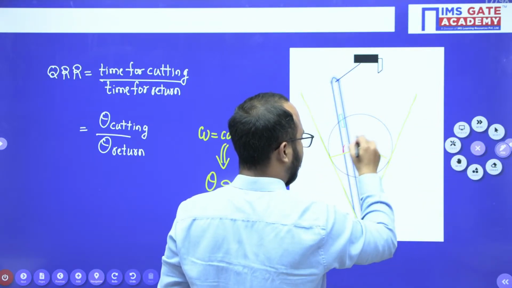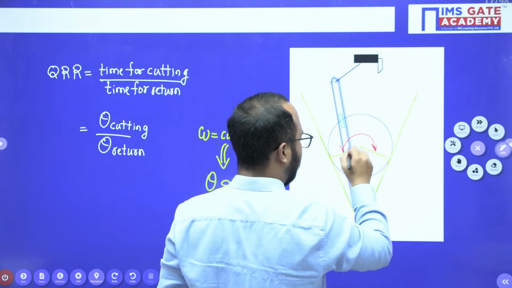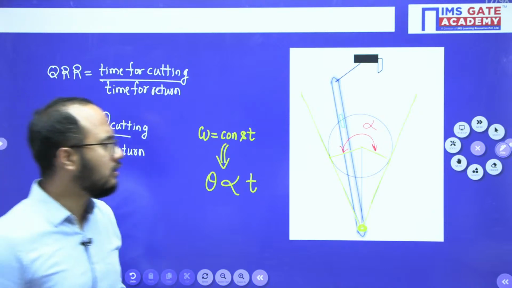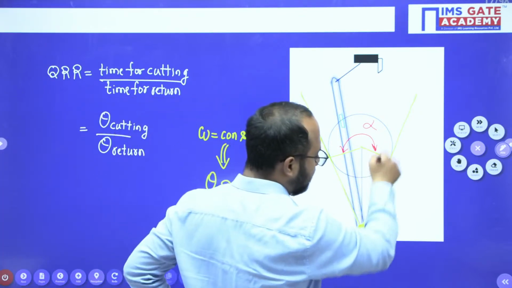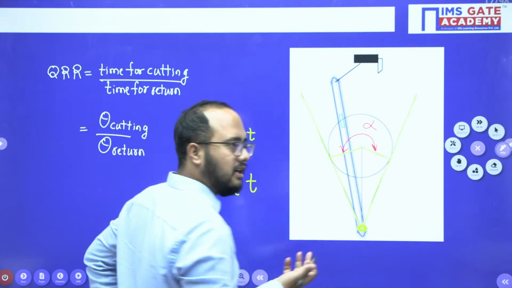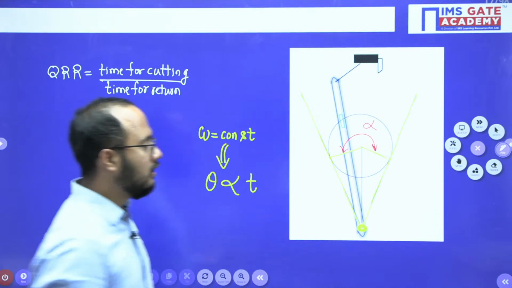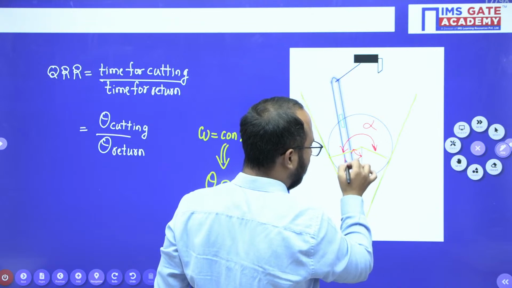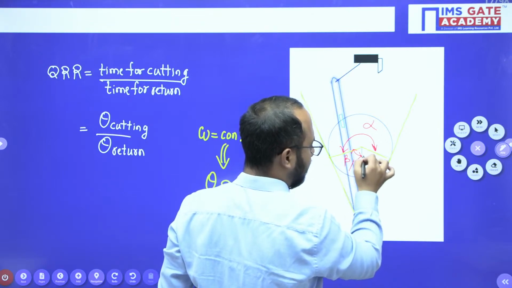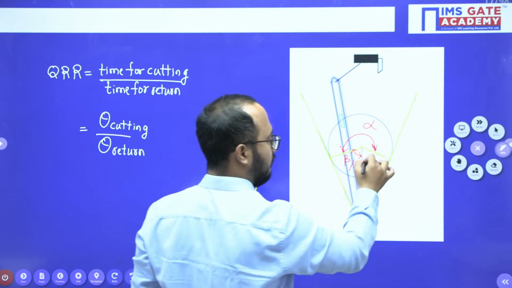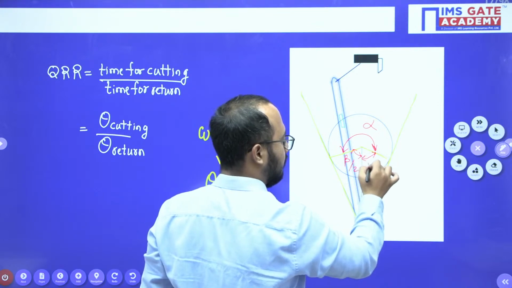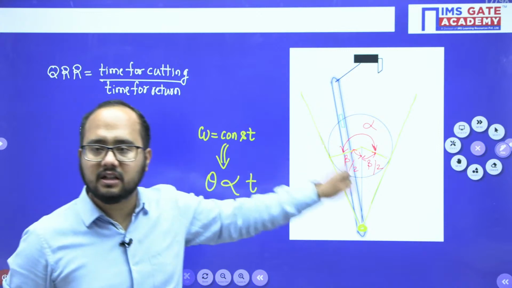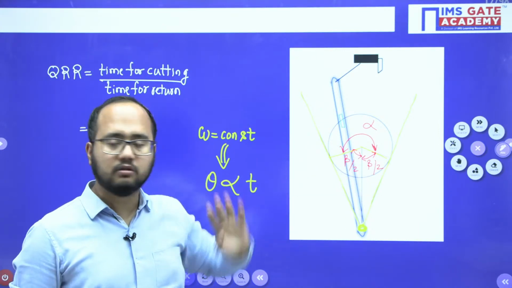So, this angle is actually the angle of cutting. I will call that angle alpha here. That is the usual notation we are using. And this remaining angle is what? The beta, which is the angle during the return stroke. And I can say this is beta by 2, and this is also beta by 2. Like this.